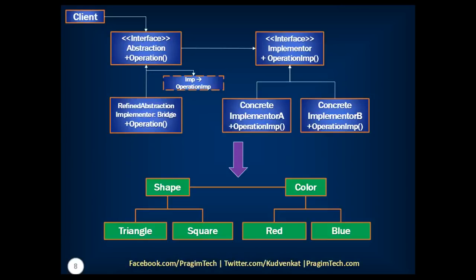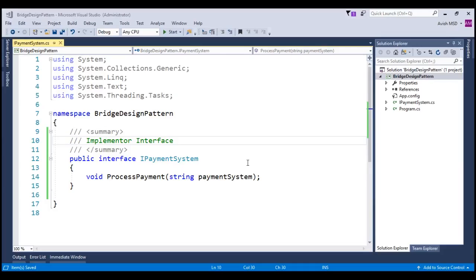Now let's switch to Visual Studio and see how we can achieve this using another simple example. To save some time, I have already created a console application. Let's assume that our requirement is to process payment of a customer who has opted for either credit card or net banking payment during his purchase process.